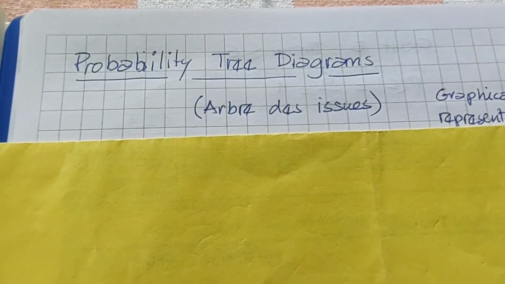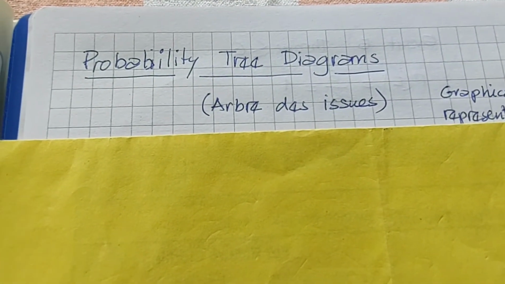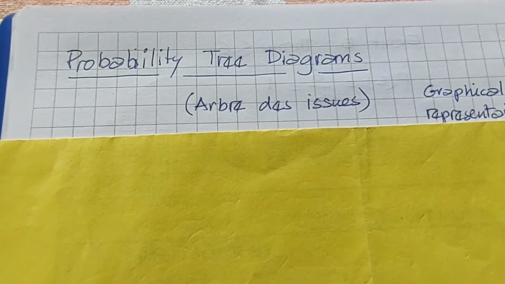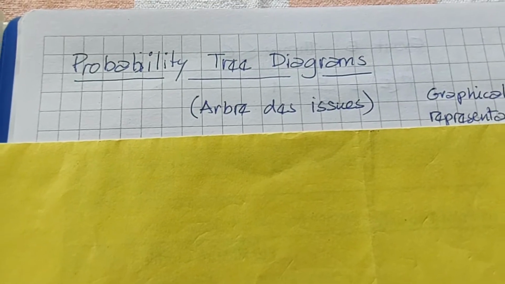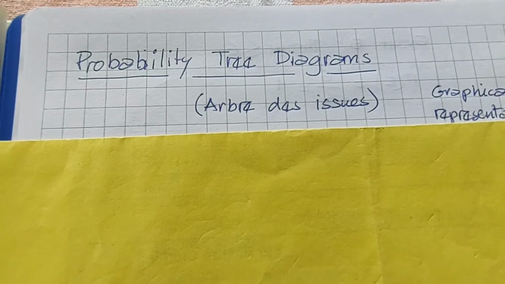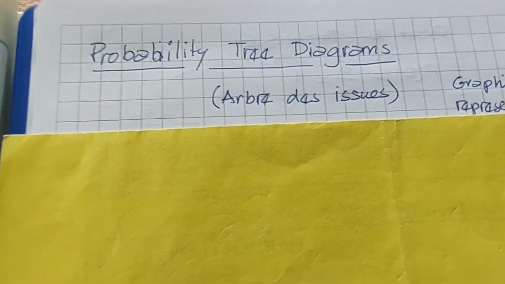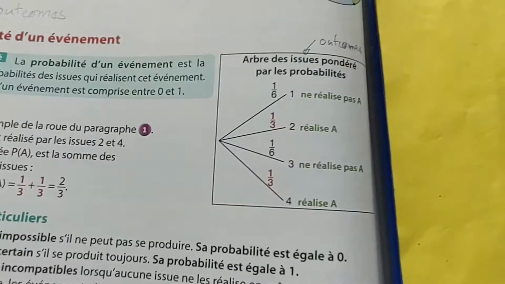Bonjour. This is the third video for the introduction to probability chapter, and today we will look at probability tree diagrams. So this is a tree diagram. You can see it here in the book.